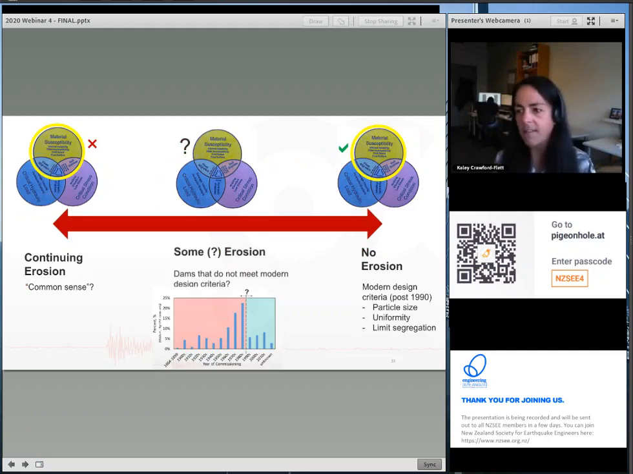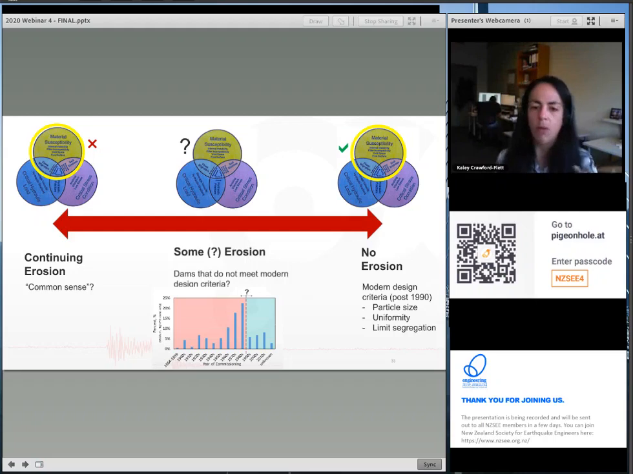The general understanding up until now has been this idea that we can design a dam now, we think, to ensure it doesn't erode. We do that primarily through material susceptibility, addressing that component. So on the right, we're looking at this interaction between material susceptibility, hydraulic load and a critical stress condition. If we design our material correctly, so if we look at particle size, uniformity, and limiting segregation, we can typically now design a dam, if we spend enough money, to resist erosion.